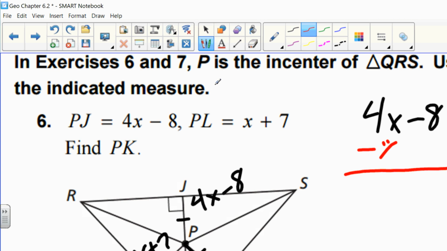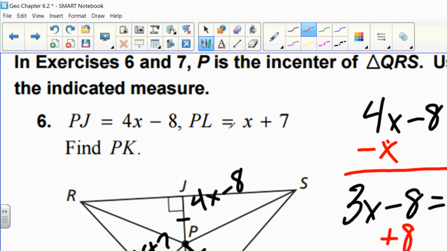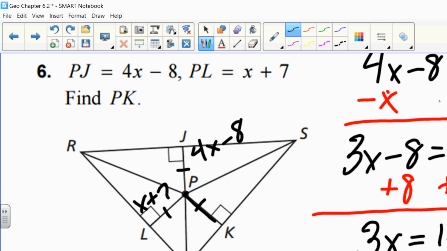We can subtract x from both sides, which will tell us that. So we can add 8 to both sides. So 3x is equal to 15. Divide both sides by 3. And x would equal 5. Then we would need to do what?